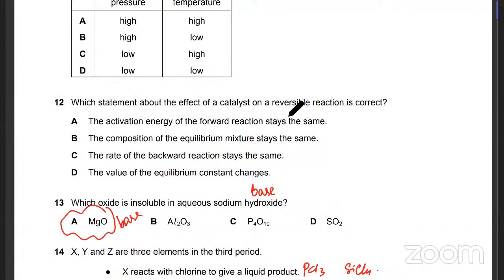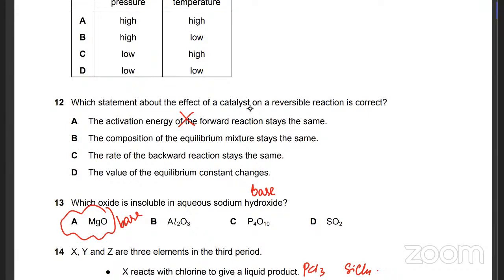Which statement about the effect of a catalyst on a reversible reaction is correct? The activation energy of the forward reaction stays the same. The composition of the equilibrium mixture stays the same. The rate of the backward reaction stays the same. The value of the equilibrium constant changes. So what does the catalyst do? It lowers the activation energy. So the first one is wrong, right? It doesn't stay the same.